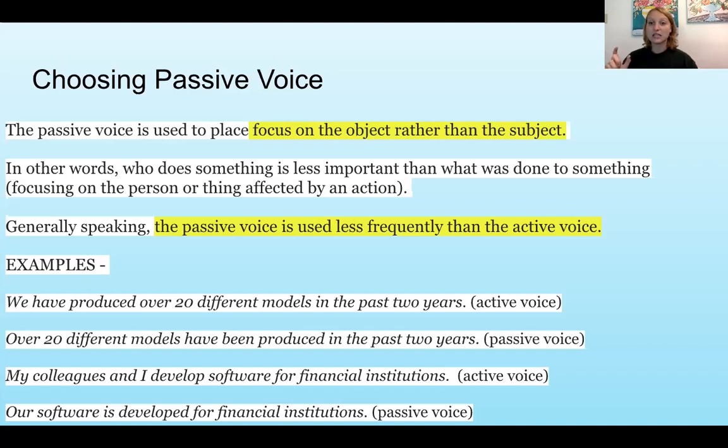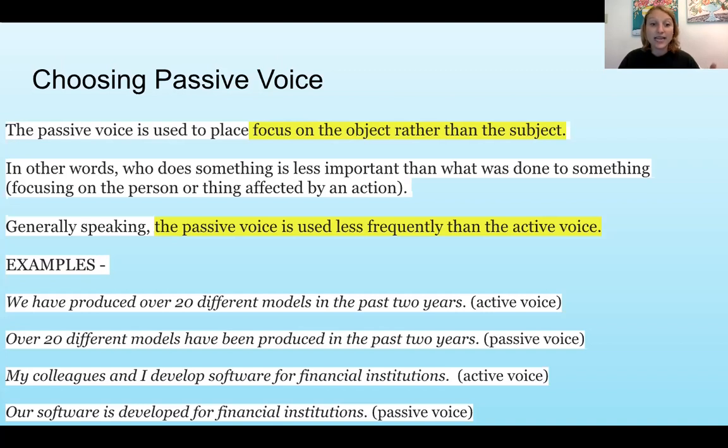That is the subject. We have produced, and then we have produced being our past verb, over 20 different models in the past 2 years. 20 different models being the, goodness gracious, being the object. Sorry guys, had a little bit of a brain fart there.